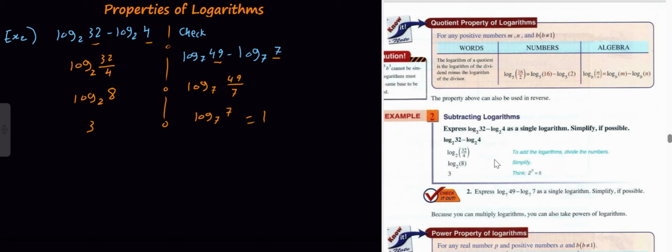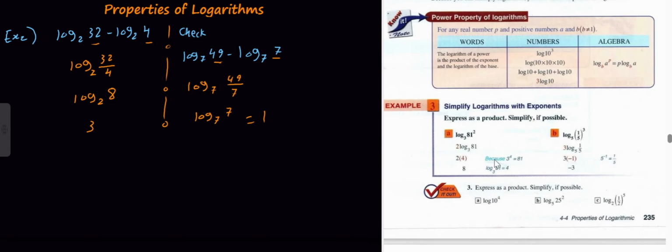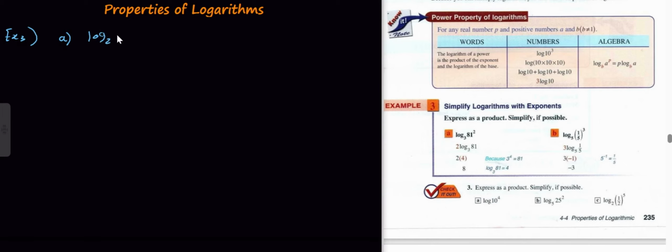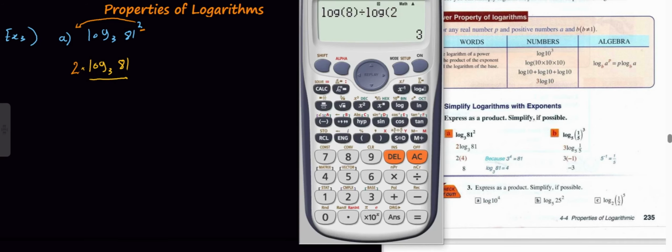For the third property, we have the power property of logarithms. What is the power property? Let me give you examples. To solve this kind of example, we have a rule. If we have a power here, we can move this power in front of the log. So it will be 2 times log base 3 of 81. We can solve this one individually because here we have a multiplication. Let's do it by a calculator.